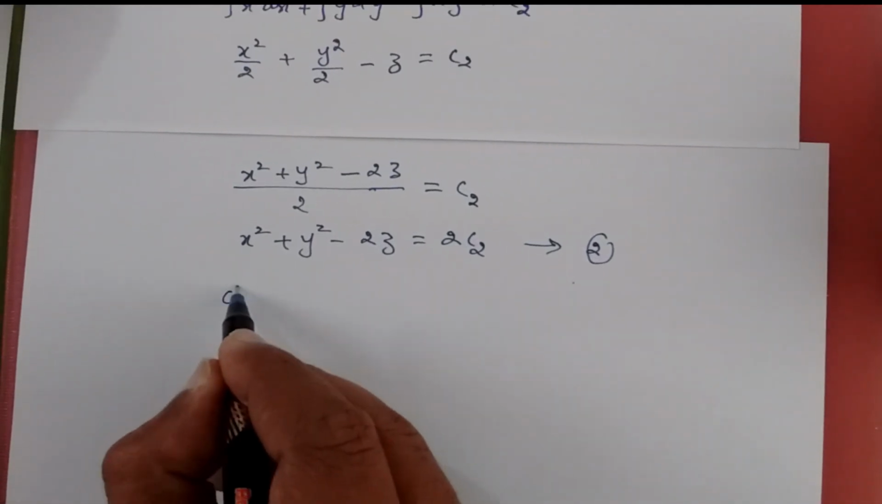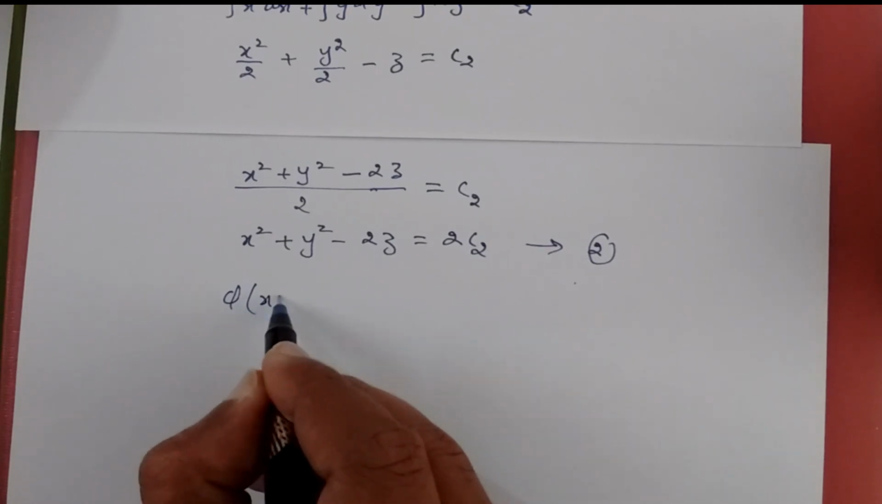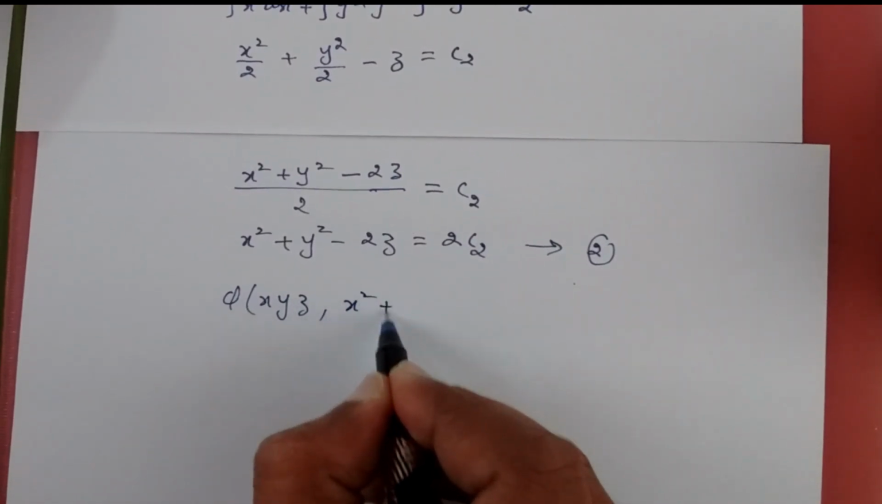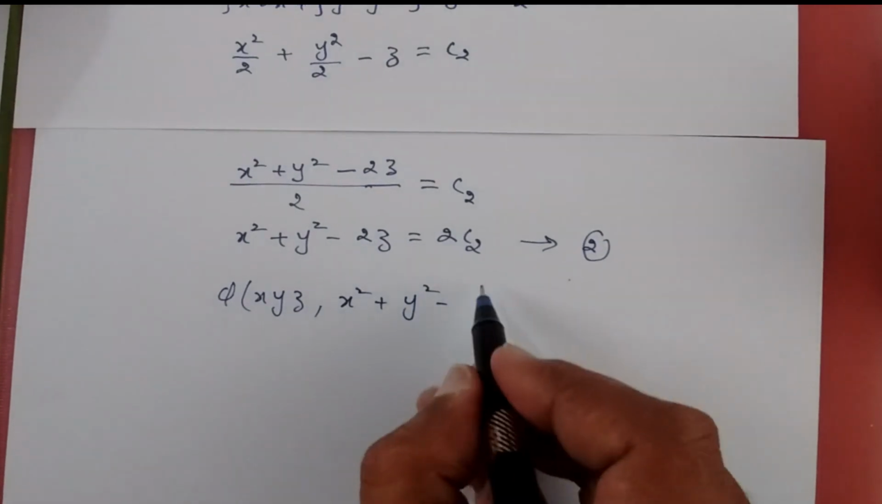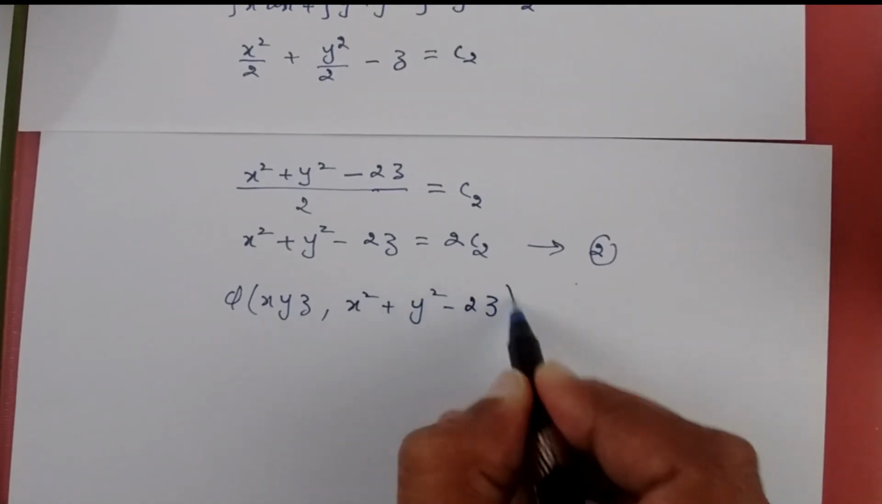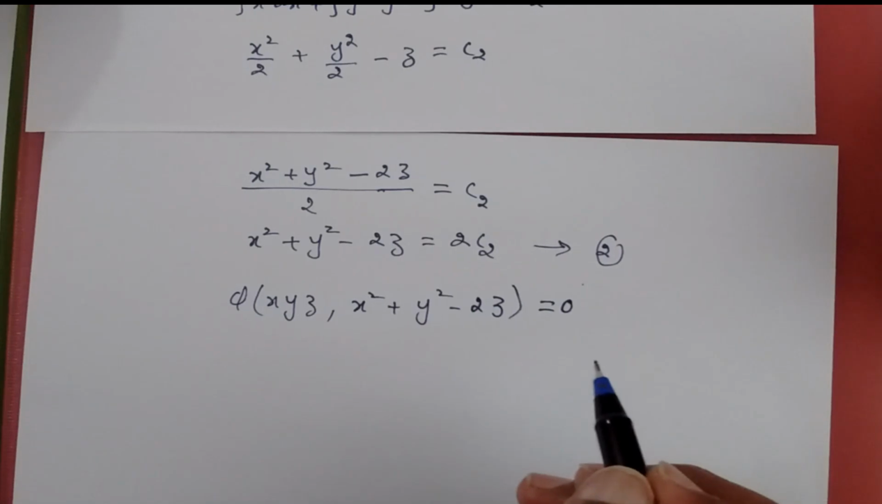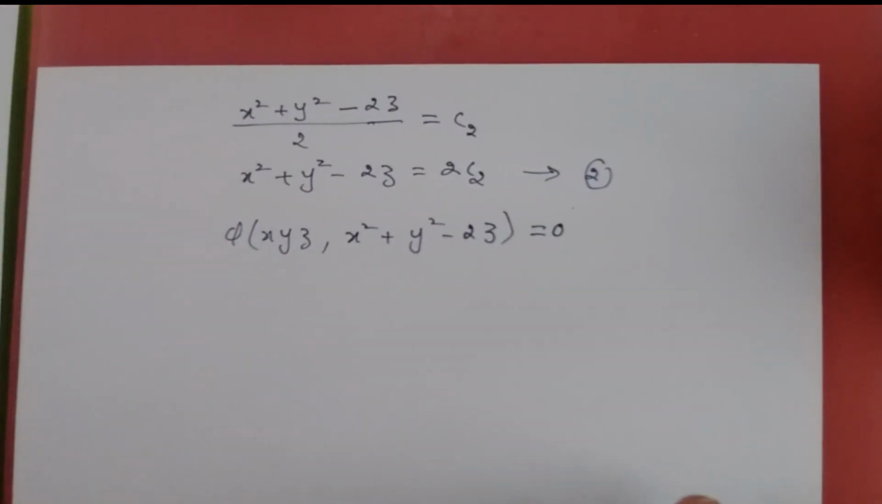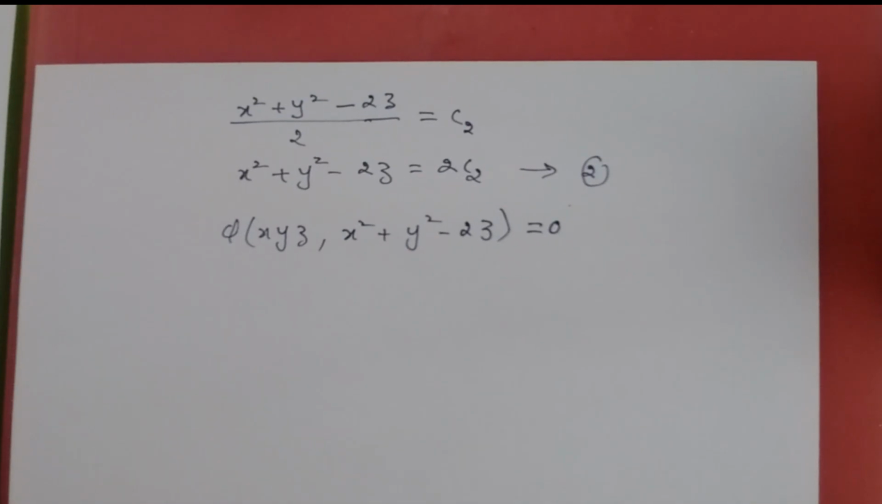Now the final solution will be phi of, the first solution is x, y, z. The present solution is x square plus y square minus 2 times z is equal to 0. So that gives you the solution for the Lagrange linear PDE. Those were the examples for the Lagrange linear PDE.